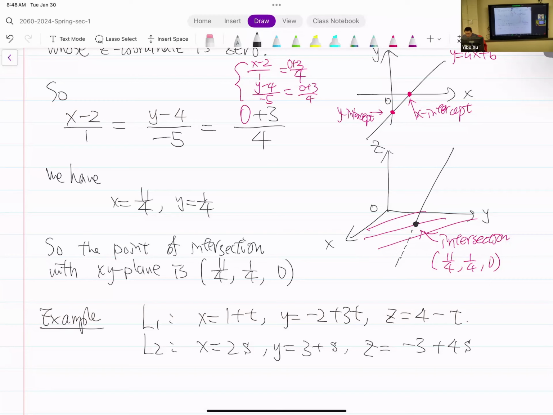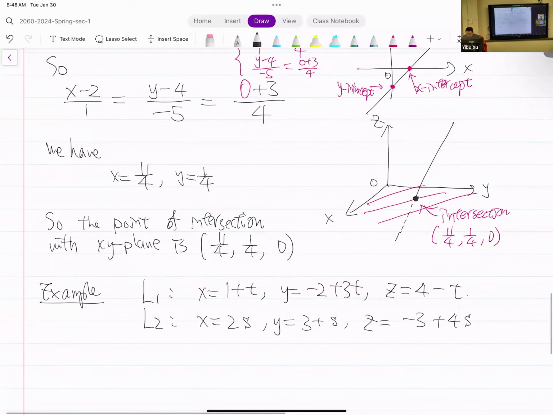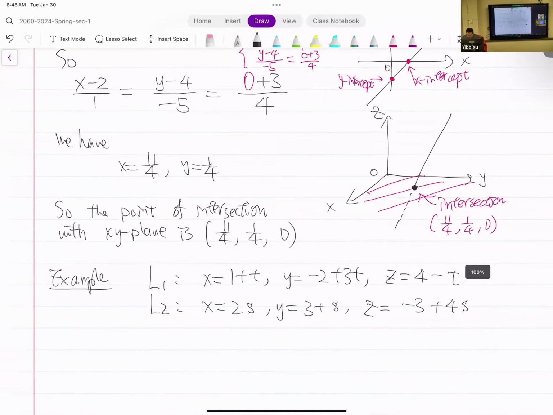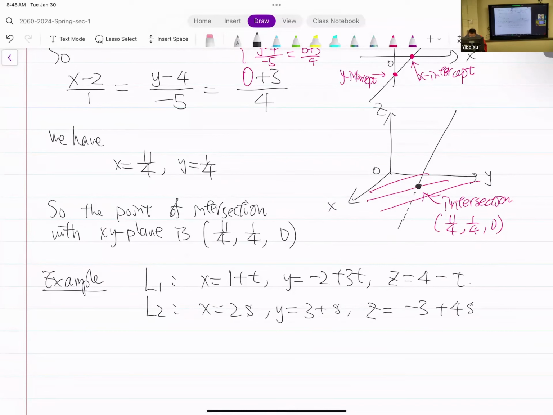We need to realize that we use separate letters for the parameters, because if you just use t all the time, then those t's are not going to have the same value. They should mean a different thing when you are varying along a line. They should be independent of each other. Now here comes the question: do they intersect? And also, are they parallel?